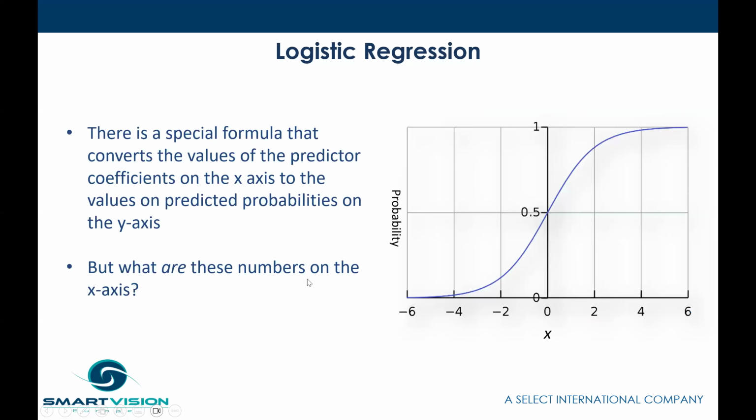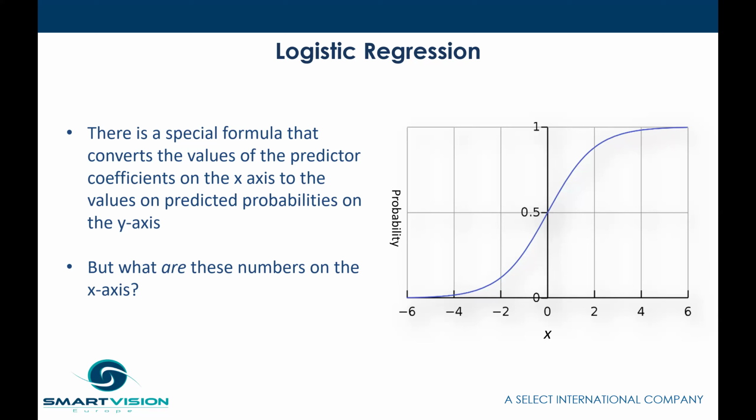Yeah. And in fact, there's a special formula that converts the values of the predictor coefficients on the x-axis to these probabilities. And these values that are produced by the logistic regression are not the same as the kind of values that linear regression produces. So it's a little bit more intellectually challenging. The values that logistic regression produces are not things like 20 minutes per pound, or for every decile, a 2% decrease in mortality or something like that.